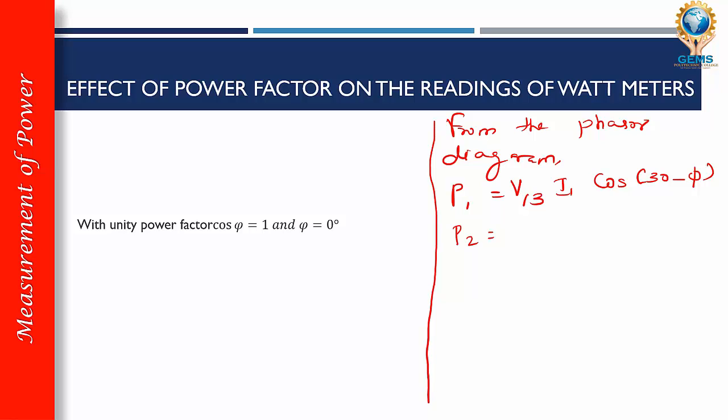V23 I2 cos(30 plus phi). Where V23 is the line voltage and I2 is the line current, and 30 plus phi is nothing but the angle. So the voltage leads the current by an angle of 30 plus phi. When I sum up these two power values P1 plus P2, before that I'll convert this line voltage to my supply voltage, so I get root 3 V, and similarly here also I get root 3 V.